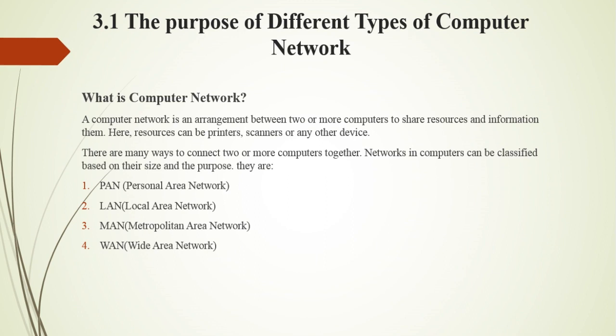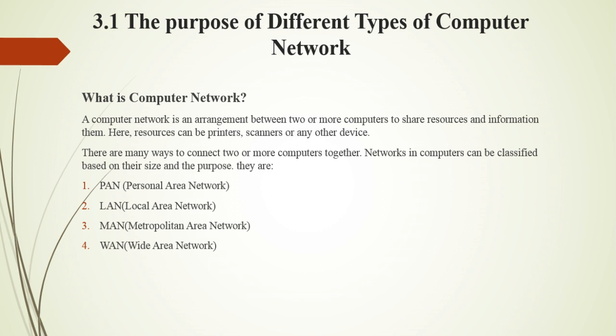The purpose of different types of computer network. Let's understand the term computer network. A computer network is an arrangement between two or more computers to share resources and information among them. Here, resources can be printers, scanners, or any other devices. There are many ways to connect two or more computers together. Networks in computers can be classified based on their size and purpose. There are PAN, LAN, MAN, and WAN.